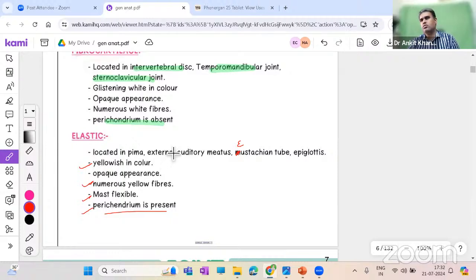So in cartilage, you need to know what cartilage is basically made up of. Three types of cartilage are there. Where are they actually found?